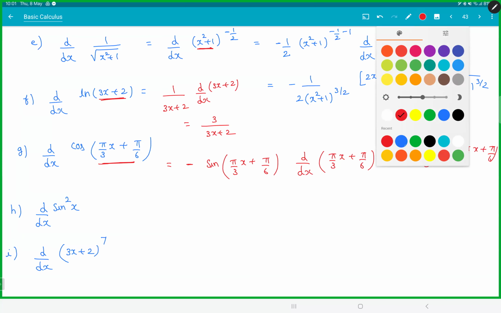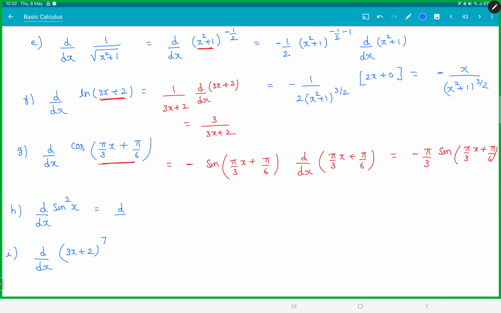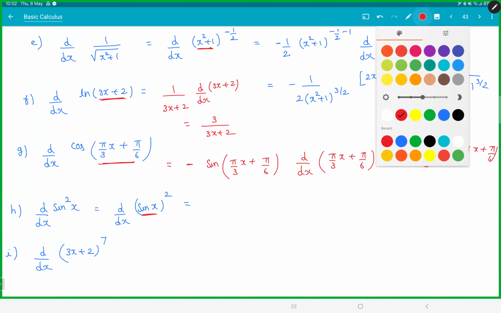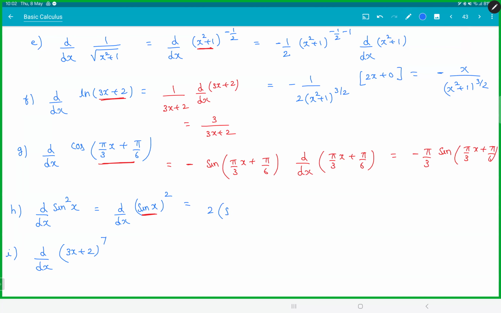This is sine square x, can be written as d by dx of sine x ka square. So this is something to the power of 2. So this is 2 into some function, 2 minus 1, and then differentiate whatever is inside. So this is 2 sine x. Sine ka differential is cos x. 2 sine x cos x is sine 2x.